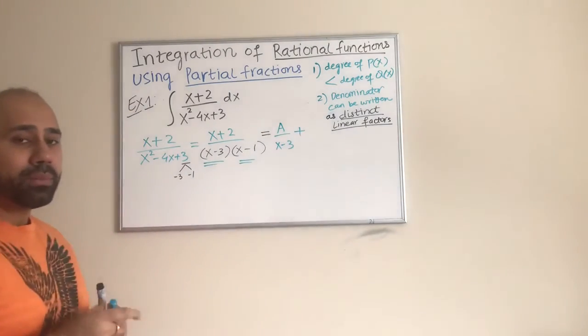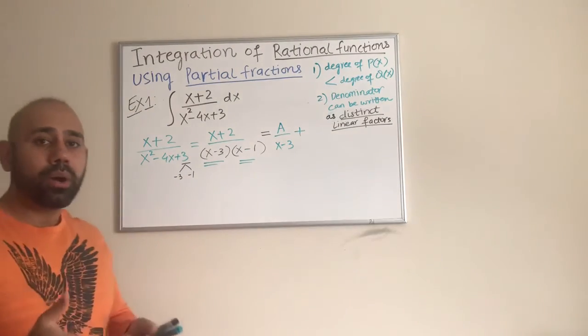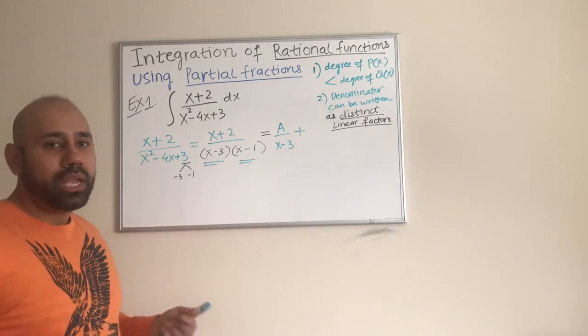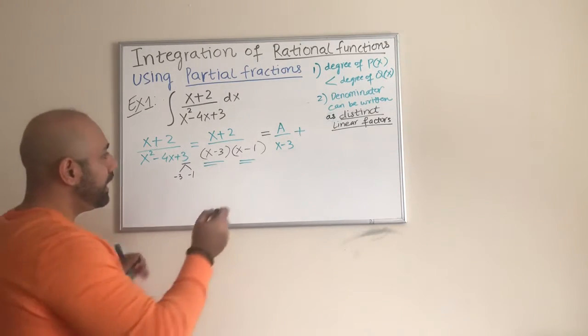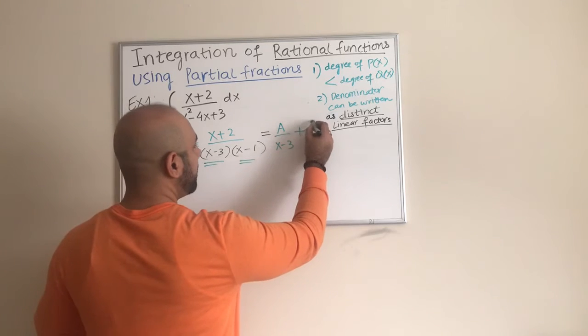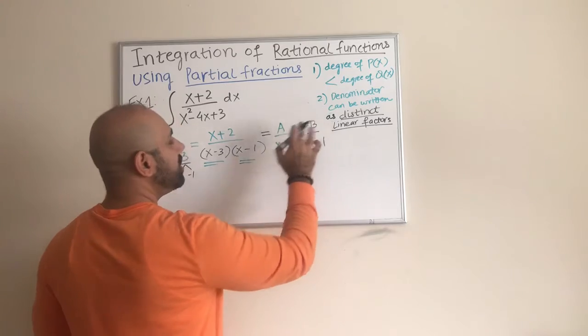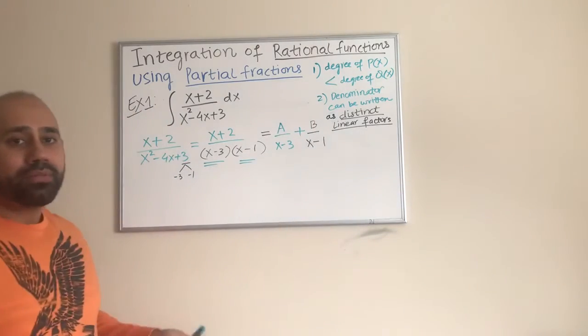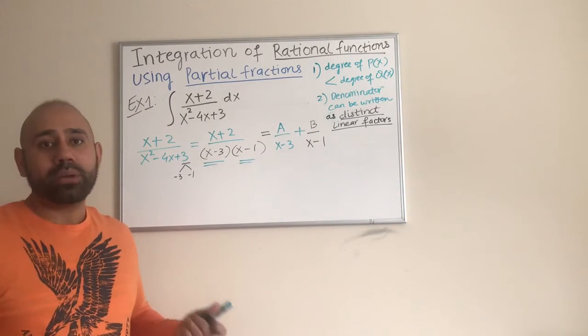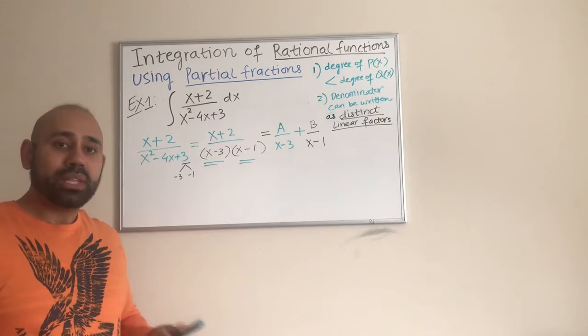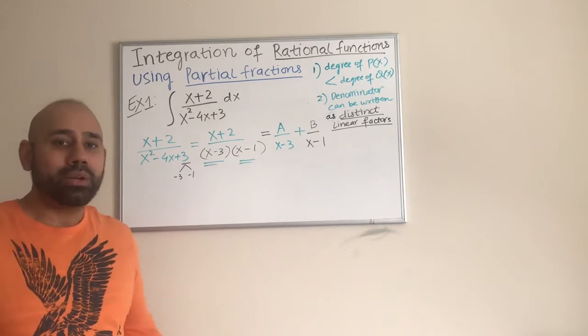If you remember the formula, there was a c1 and c2, those were all constants, right? So instead of using c's, I'm going to use a and b. So a over x minus 3, and then I can write b over x minus 1. Guys, if you want to use c1 and c2 and c3, that is totally fine. They're constants, and we have to find the value of those constants. So you can denote them by a's, b's, c's. It does not really matter.